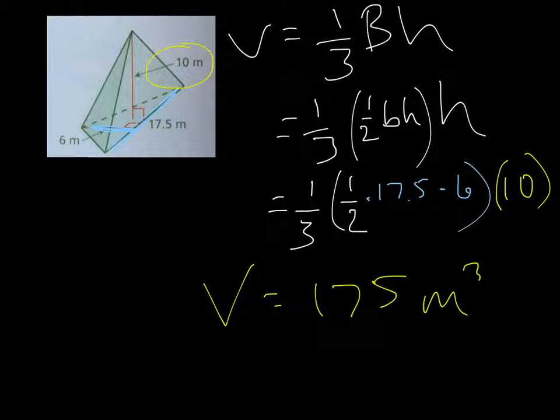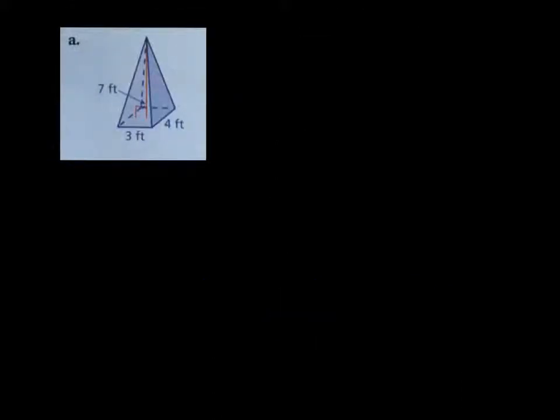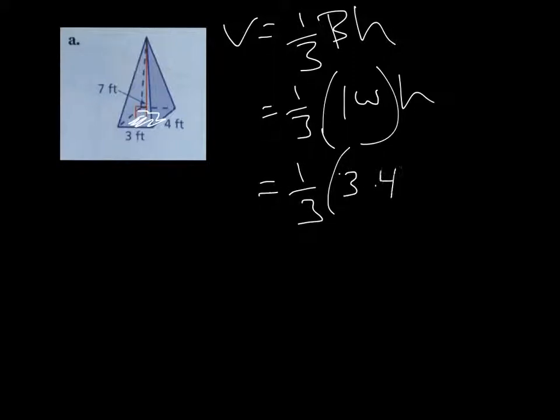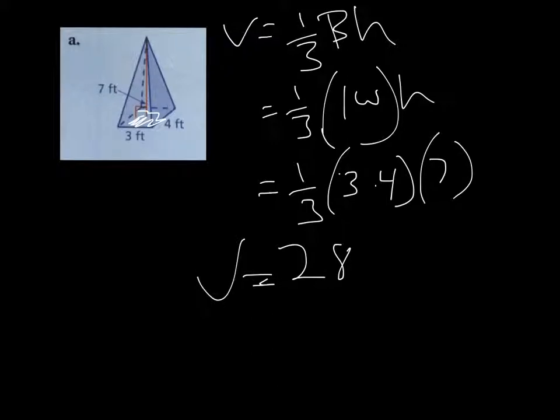Let's look at another one. Okay, here's another pyramid, and it's a rectangular pyramid because the base is a rectangle there on the bottom. So we have volume equals 1/3 big B times height. The base is a rectangle, so it's length times width times height. 1/3, 3 times 4, the height is 7. And we put all that together and we get the volume is equal to 28 feet cubed. Got it? All right, now you're going to try a couple.